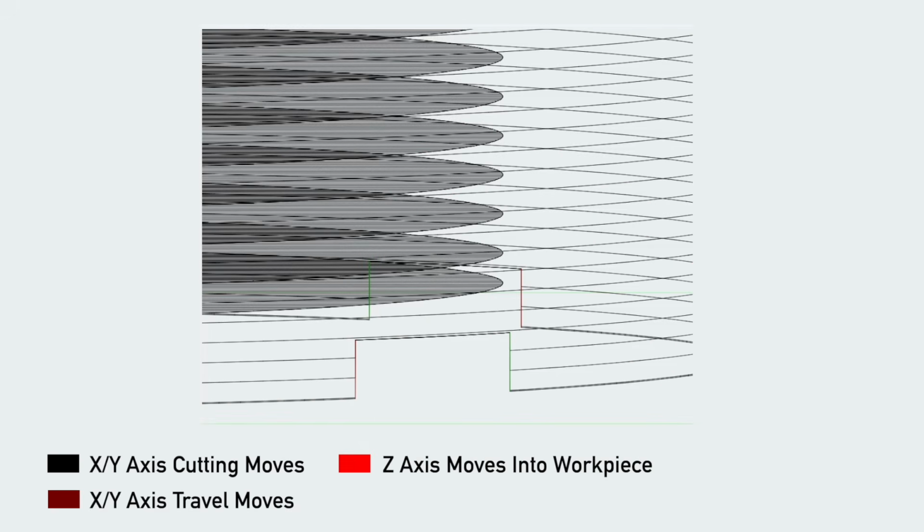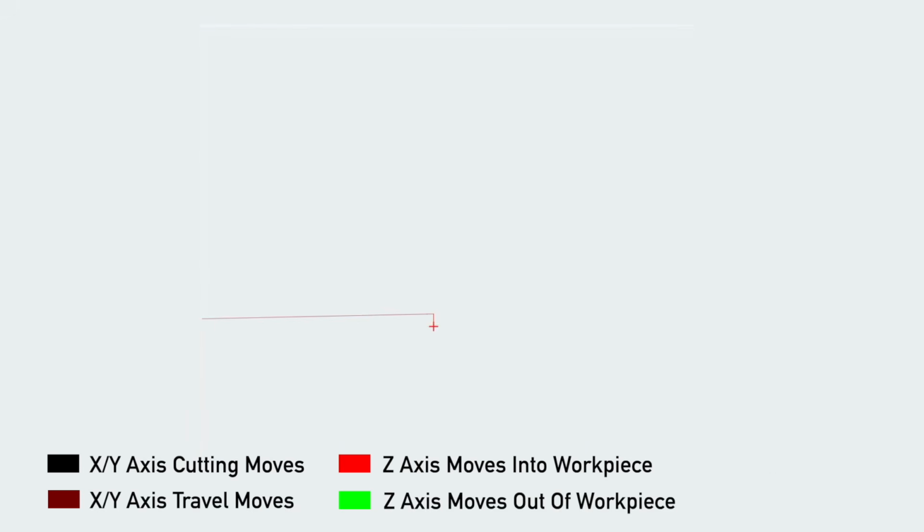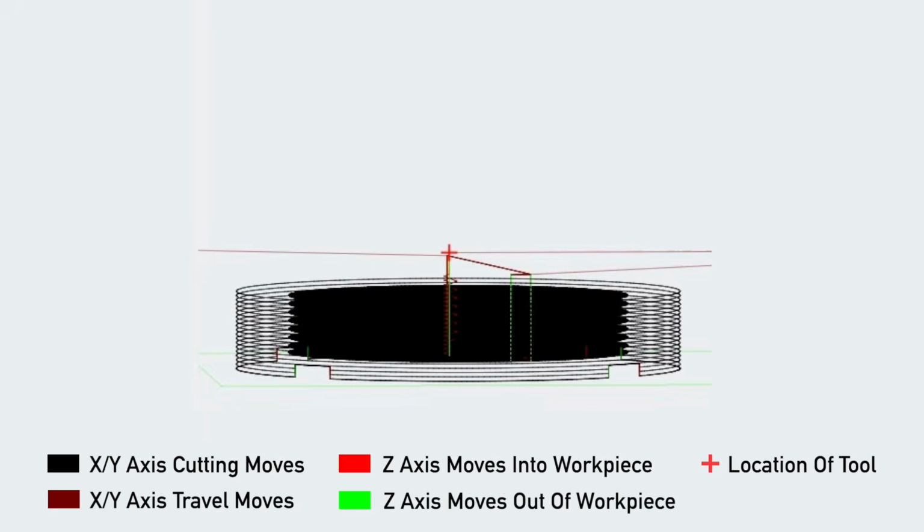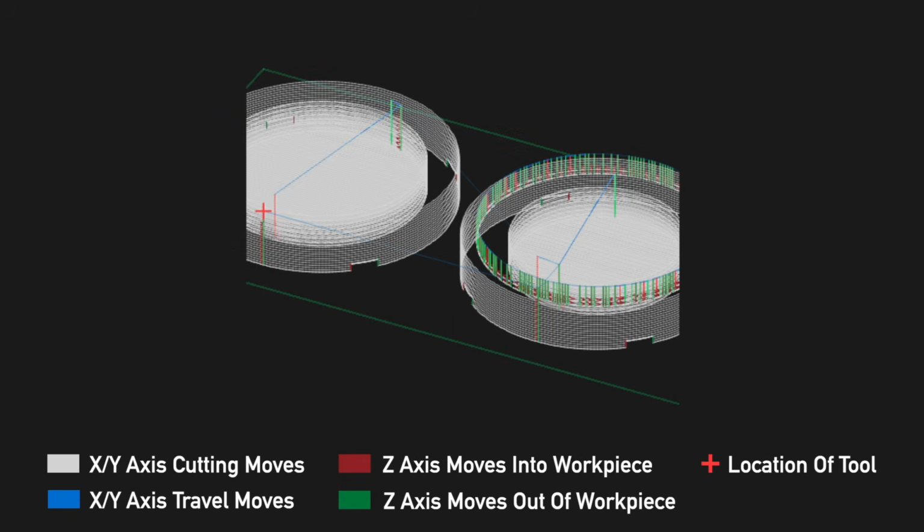Bright red lines show Z-axis moves down into the workpiece, and green lines show Z-axis moves up out of the workpiece. The red plus sign shows the location of the tool at a given point in your project as you scrub or watch the simulation, as well as final Z-axis location at the end of all operations. In dark mode, cutting moves are shown in light gray and travel moves in blue.